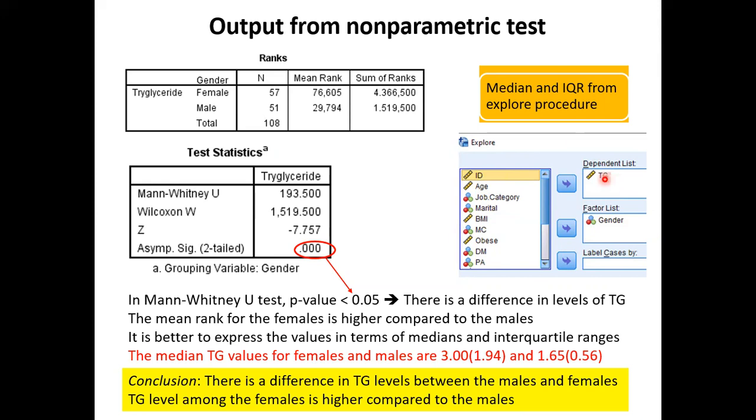Do this test. Explore. You already did explore earlier. TG and put gender here. Earlier they only used this box. Now you put gender as well. Click OK. Just put TG and gender and click OK.